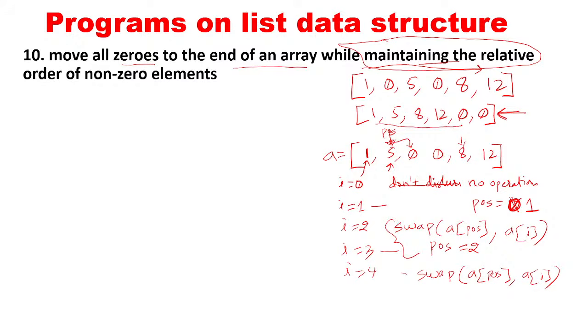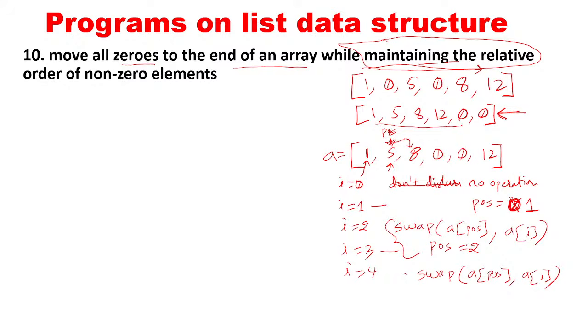A of 2. This element should be swapped with I value. What is I value? 4. This is swapped here and this is swapped here. Okay, so if you swap these two, then what is the resultant you will get? Then the resultant array looks like this. So 8 comes here. Okay, then 0 goes here.